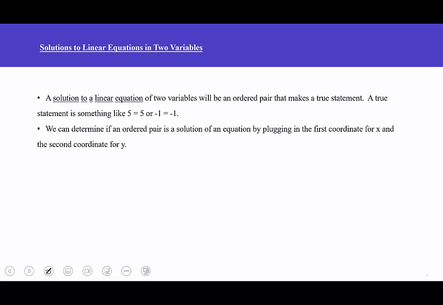We can determine if an ordered pair is a solution of an equation by plugging in the first coordinate for x and the second coordinate for y.